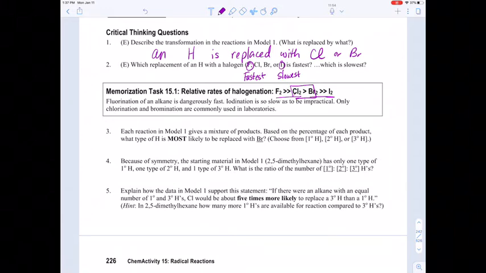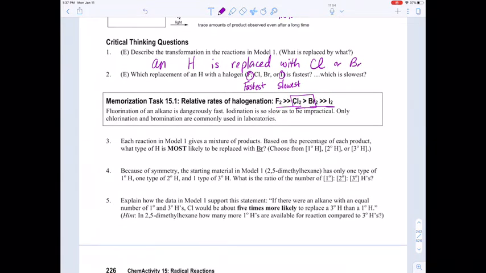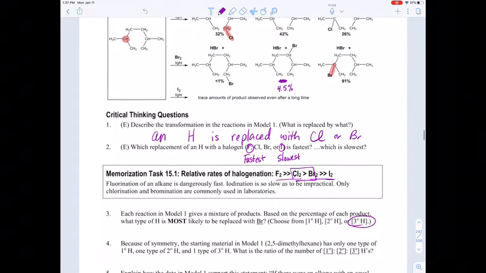Each reaction in Model 1 gives a mixture of products. Based on the percentage of each product, what type of hydrogen is most likely to be replaced by bromine? Primary, secondary, or tertiary? So hit pause, figure out your answer, and then come back for the answer. Okay, you should have chosen tertiary. We see that here. It's most likely; its percentage is higher.